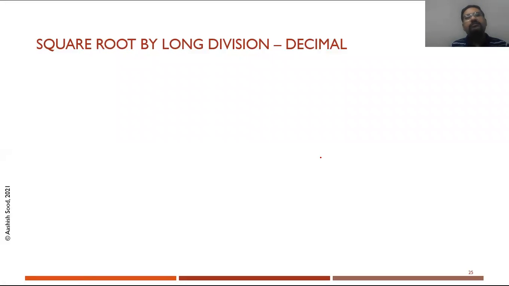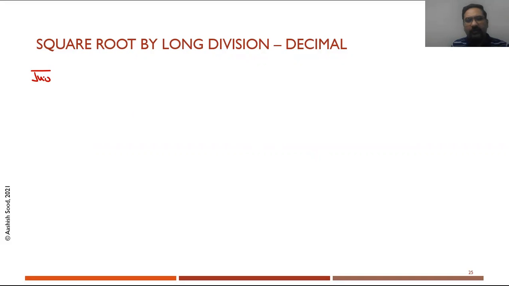Day 1 was finding square roots by approximation method. Day 2 was finding square roots by long division method, where the square roots are actually available in terms of integers. Today, day 3, we'll be finding square roots of numbers which don't really exist, for example, square root of 40. So we'll use the long division method again to find the approximate value of square root of 40.